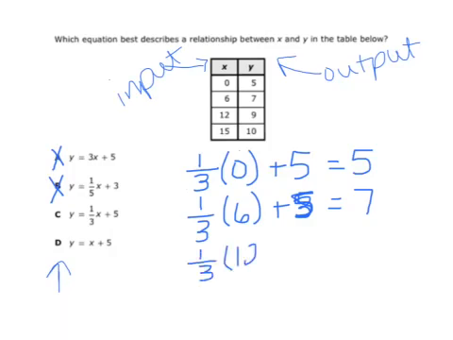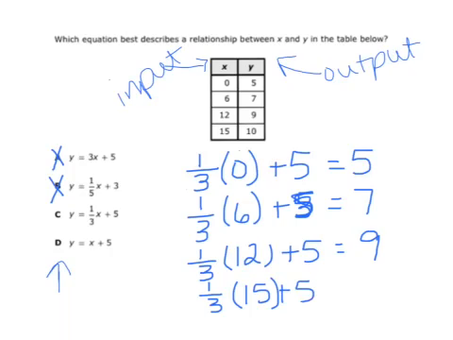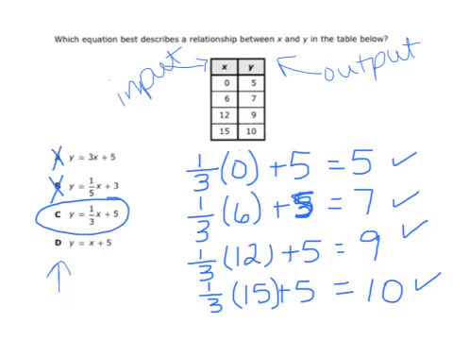1/3 times 12 plus 5. Well, 1/3 times 12 is 4. 4 plus 5 is 9. That's the right output. Let's try this last one. 1/3 times 15 plus 5. Well, 1/3 times 15 is 5, and 5 plus 5 is 10. That is also the correct output. Since I got the correct output for every single one, I now know that C is my correct choice.